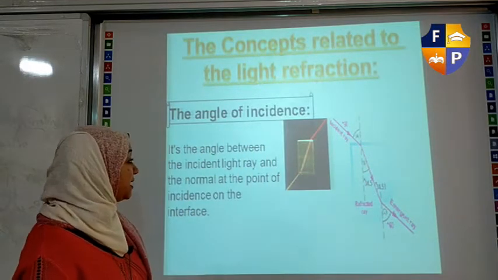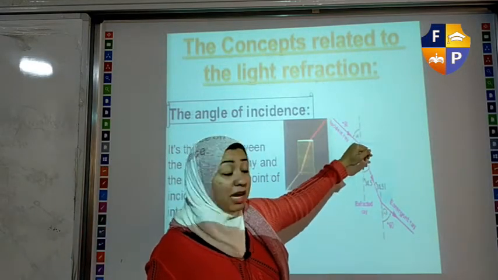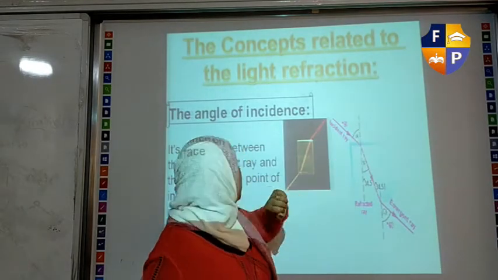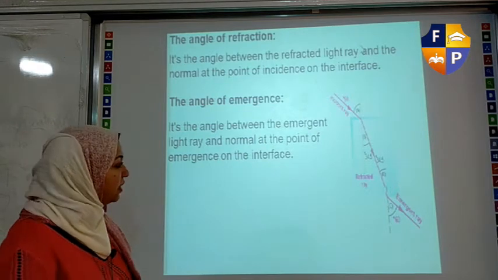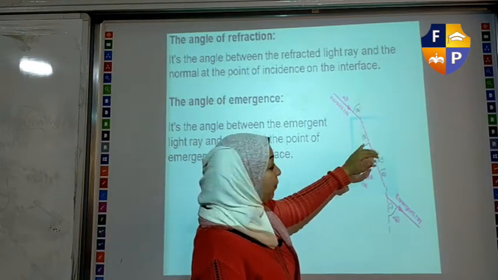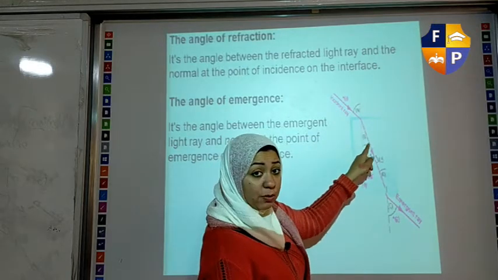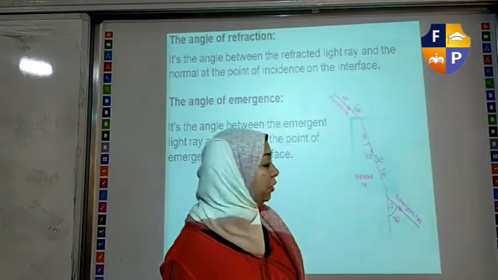The angle of incidence, again, is the angle which lies between the incident light ray and the normal line. This is the angle of incidence. And also we have the angle of reflection. What is the angle of reflection? Here it is. Here is the normal line, and here is the angle of reflection. It is the angle which lies between the reflected light ray and the normal line.